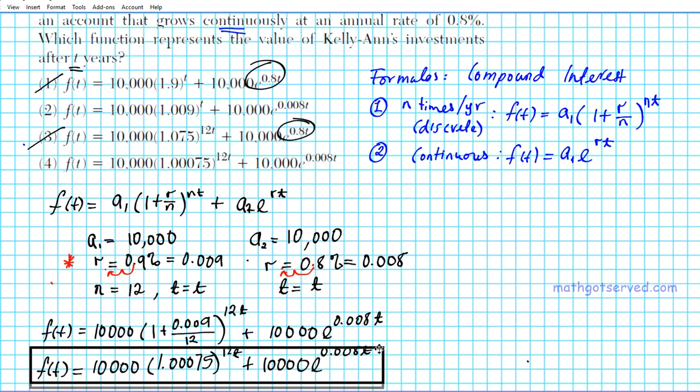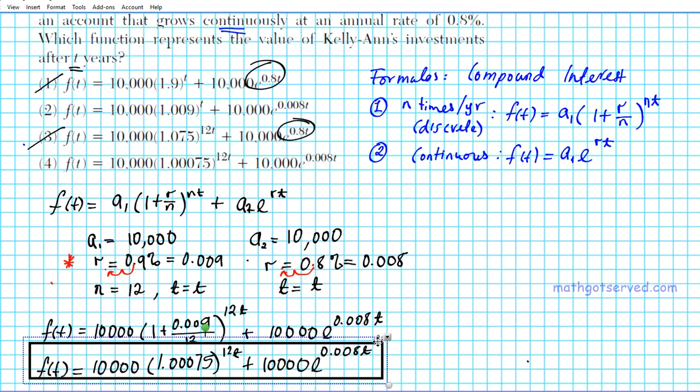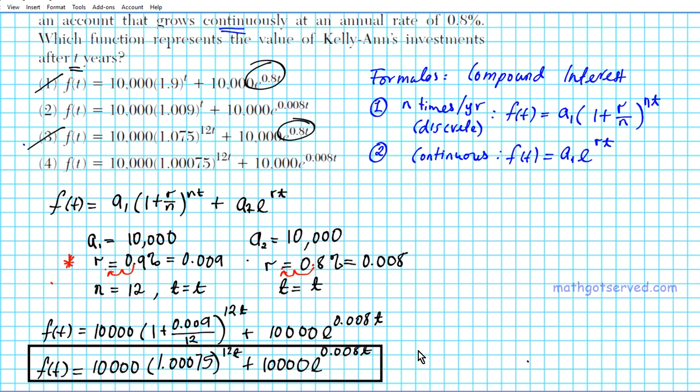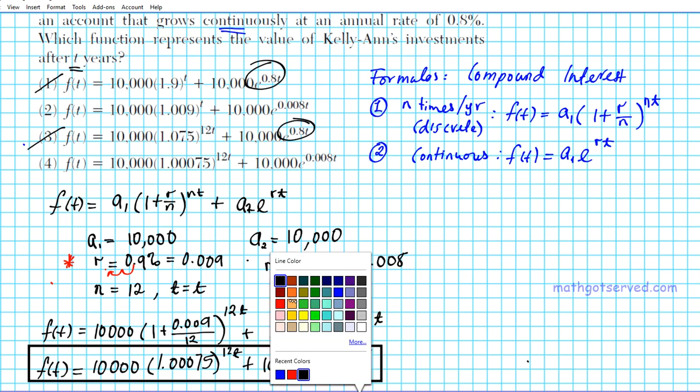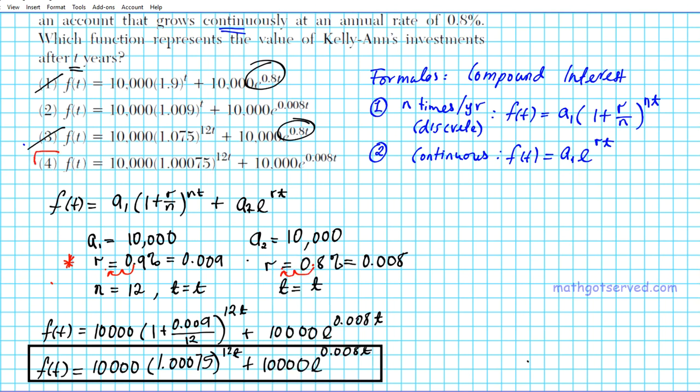Alright, so let's see. Answer to number 18 is option number 4. This one, number 2, is wrong because of this piece right here.